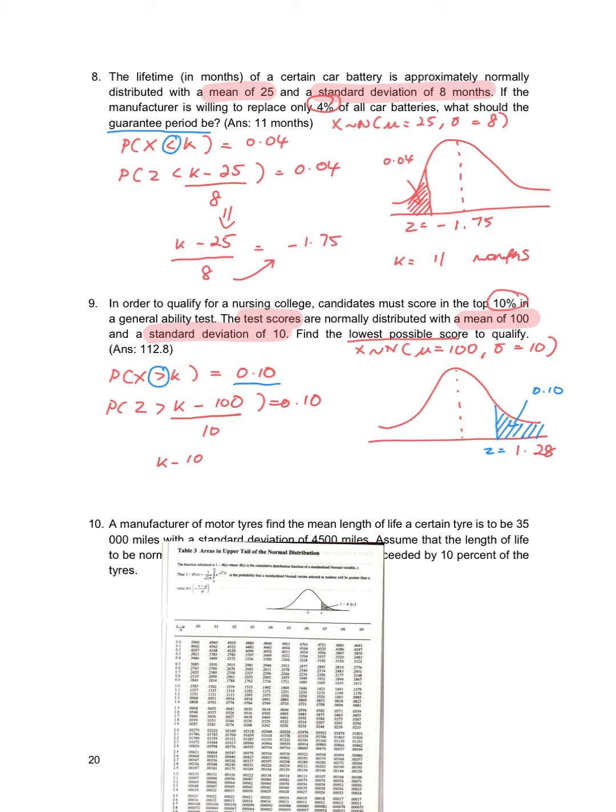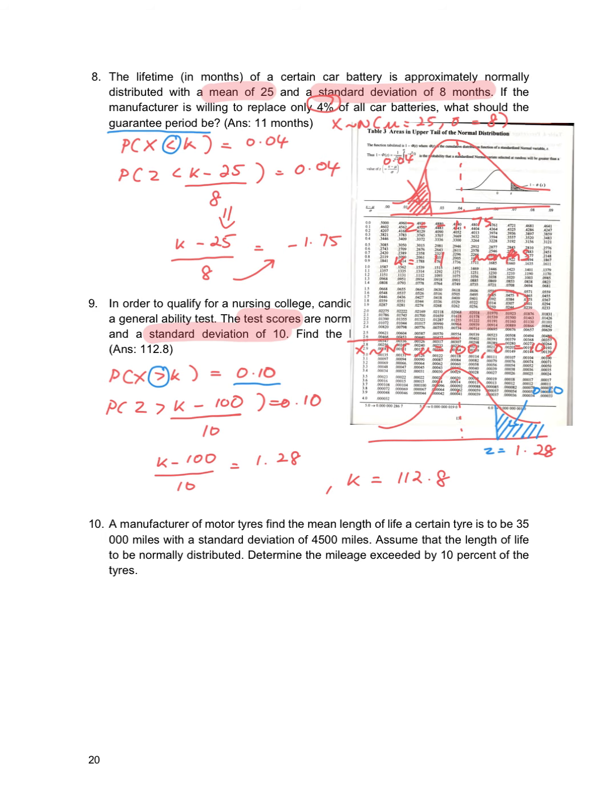So kita selesaikan to find the value of K. K minus 100 over 10 equals to 1.28. And then we solve for K. We get K equals to 112.8. Okay, kita darabkan 1.28 darab dengan 10. Okay, tolak 100 kita bawa ke sebelah kanan. So we will solve for K. So we will get K equals to 112.8.